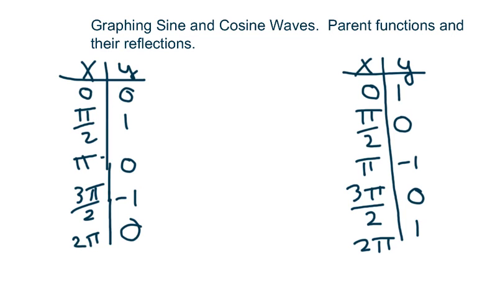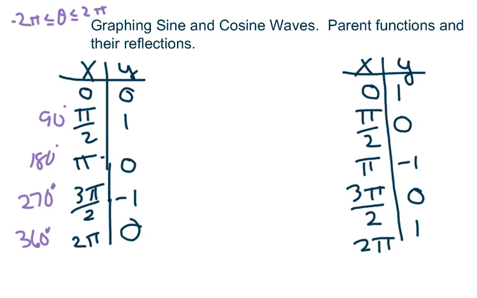Before you graph the sine and cosine waves, you should know your unit circle, or you would have a unit circle chart. We're going to graph these by using the quadrantals. That means our 90-degree angles. For example, this is 90, 180, 270, and then 360. And I'm going to graph these between negative 2 pi and 2 pi.